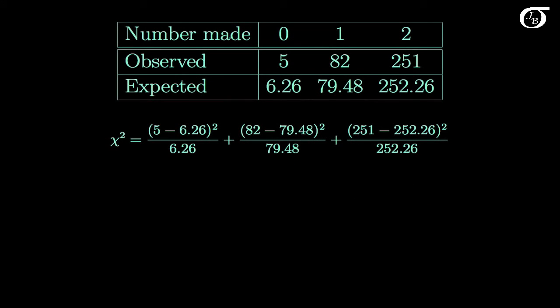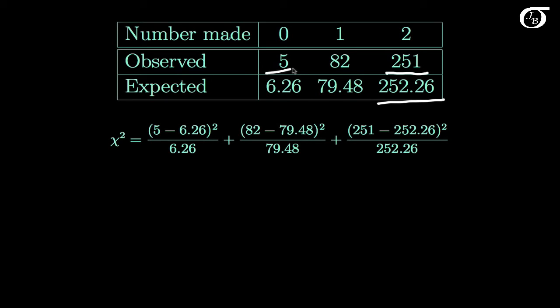Now let's compare those expected counts we just calculated to what was actually observed. On 251 occasions, Larry Bird made both free throws, and if our null hypothesis were true, we would expect to see on average 252.26 times. To my eye, those values are very close.